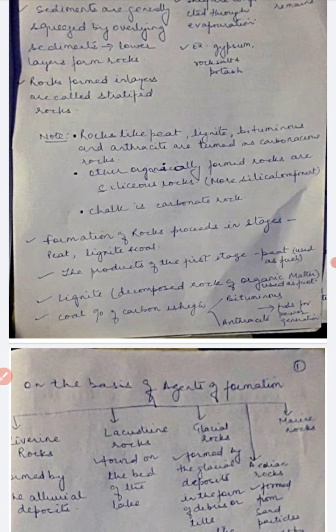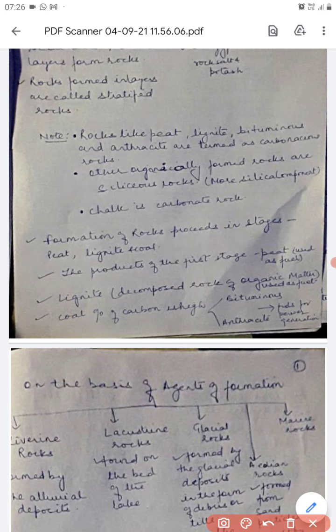Now, there's a note for you people. Rocks like peat, lignite, bituminous, anthracite are known as carbonaceous rocks because they have a high content of carbon. Other organically formed rocks are siliceous rocks. As the name itself implies, they have more of the silica component. And chalk is a carbonate rock.